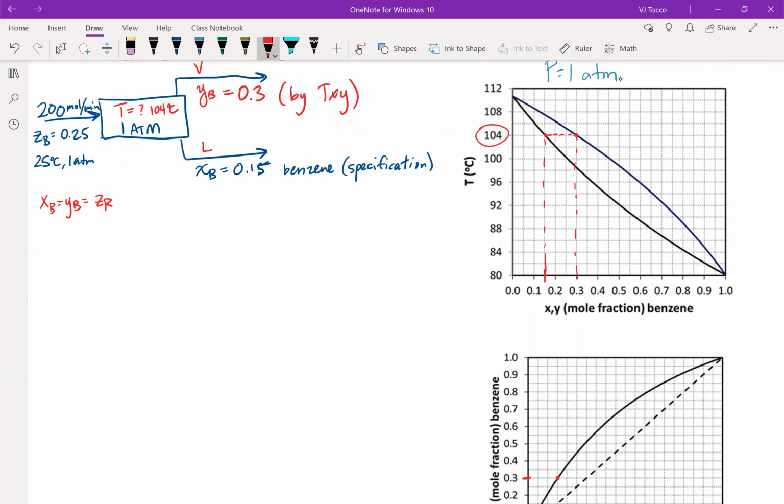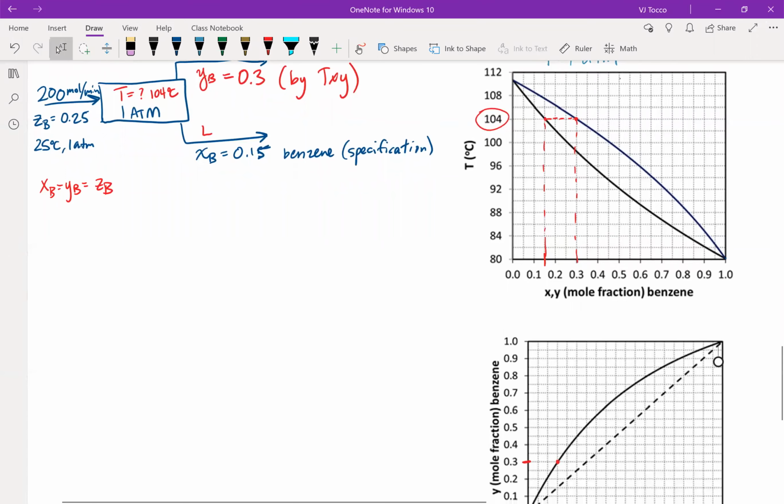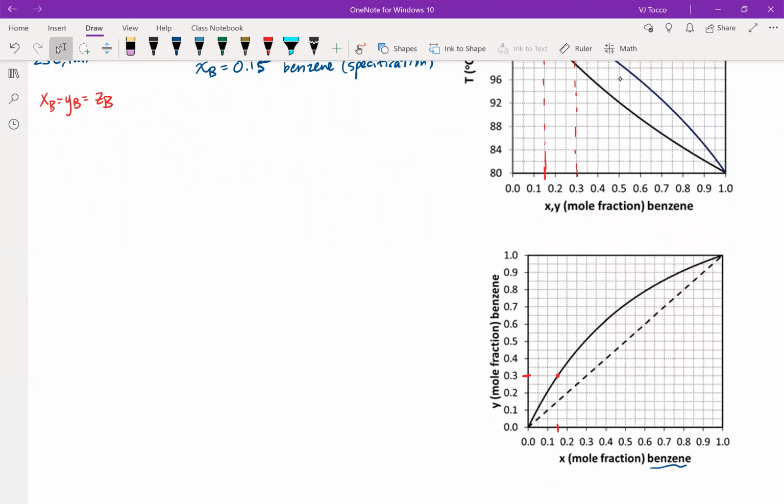And the other point that I know is that XB is equal to YB is equal to ZB, and that is going to be a point that is on my 45-degree line. So ZB, as the problem statement says, is 0.25. 0.25 is there, and therefore I can just connect these points with a straight line.